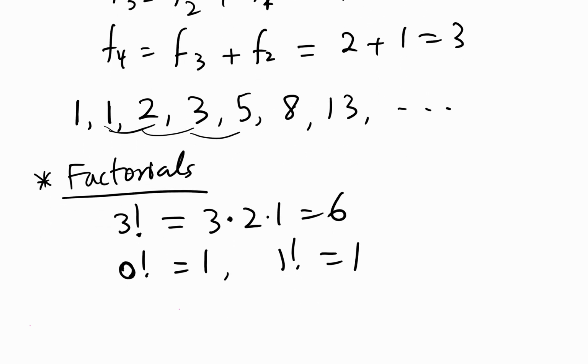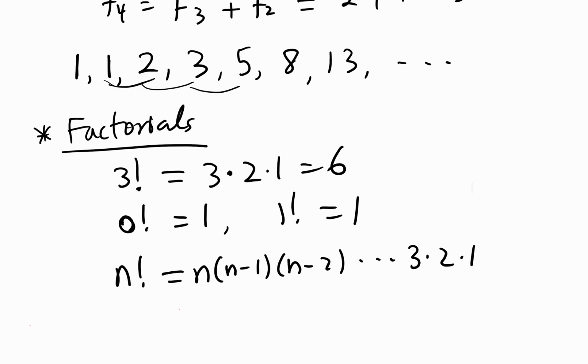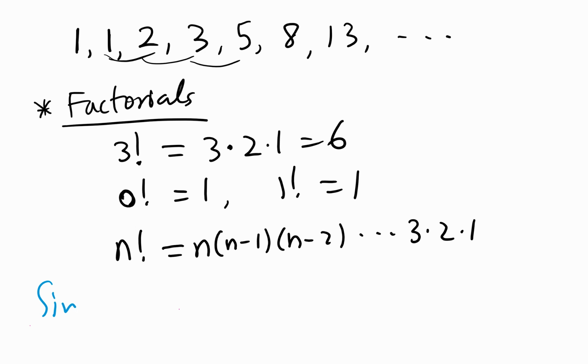In general, if you want to find n factorial, it is defined as n times n minus 1, n minus 2, all the way down to 3 times 2 times 1. Simplify.